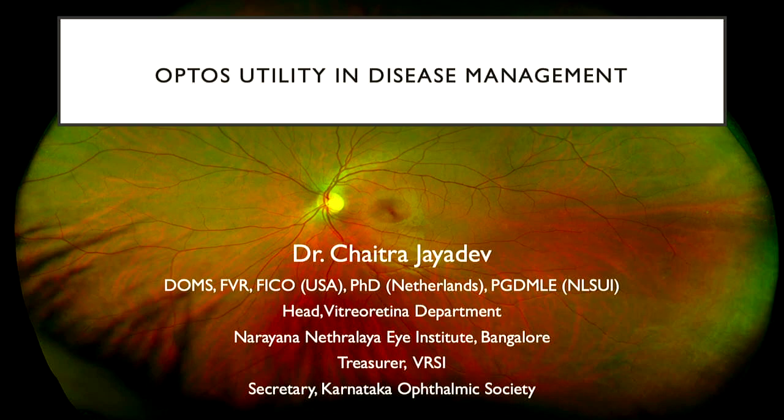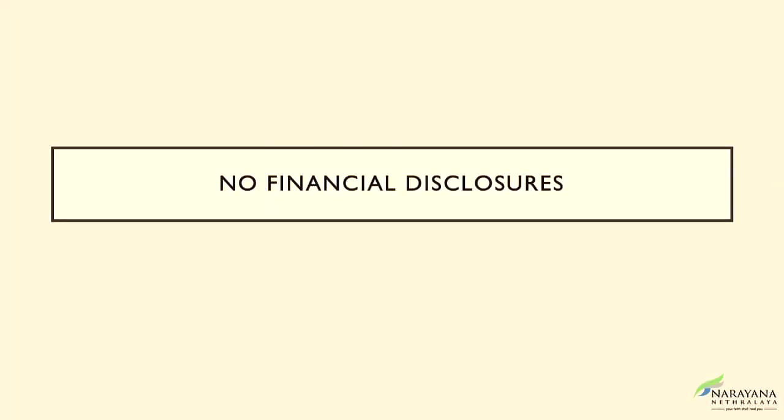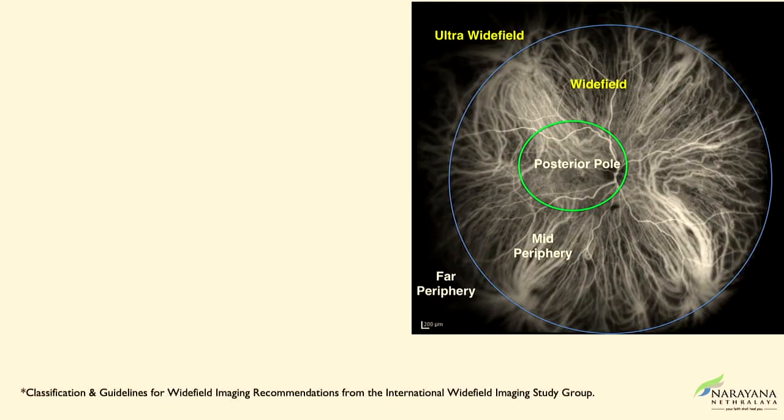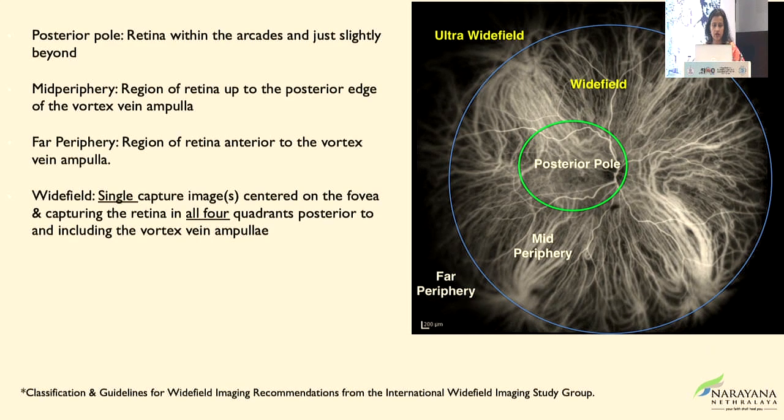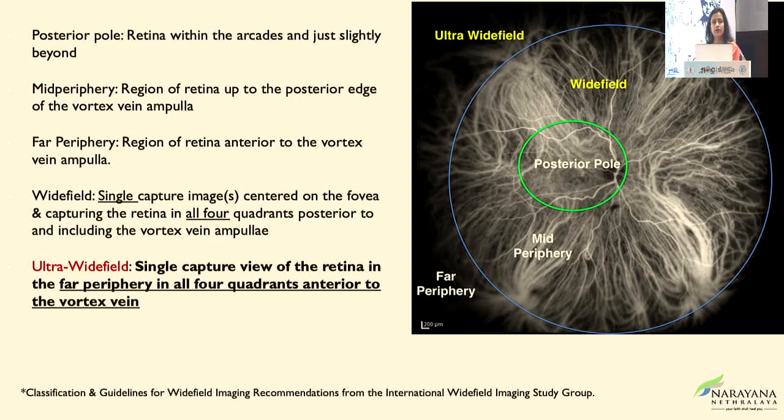So I'm going to be briefly covering OPTOS utility in disease management. I have no financial disclosures. So this is an overview of how the posterior pole looks, what is wide field, what is ultra-wide field. Most of you all know what they are, but what you need to know with ultra-wide field is that with a single capture view of the retina, you get up to the far periphery in all 4 quadrants anterior to the vortex vein. So that's your ultra-wide field, which is about 200 degrees, and the pan-retinal is one which gives you 360 degrees ora to ora view.